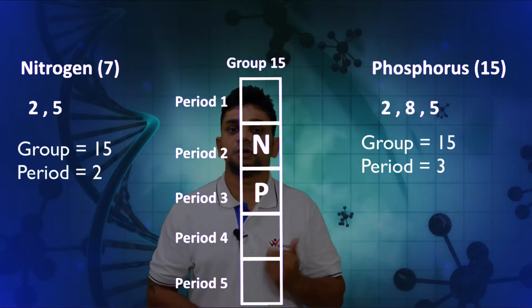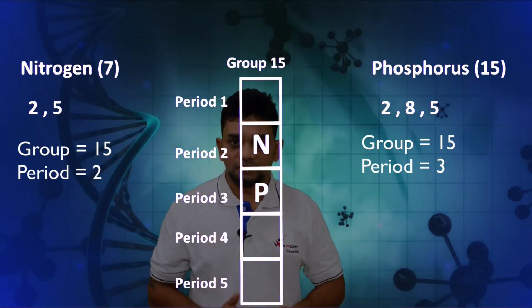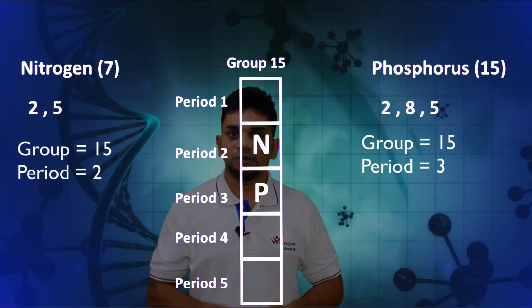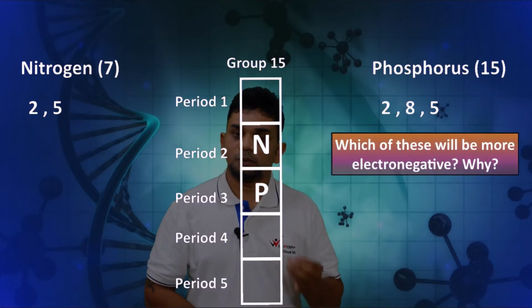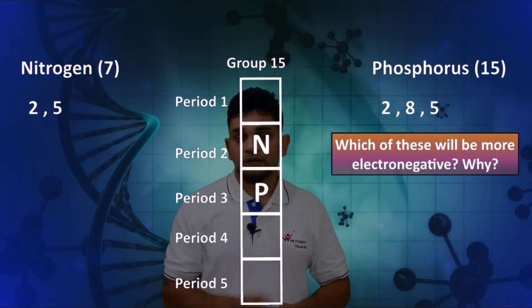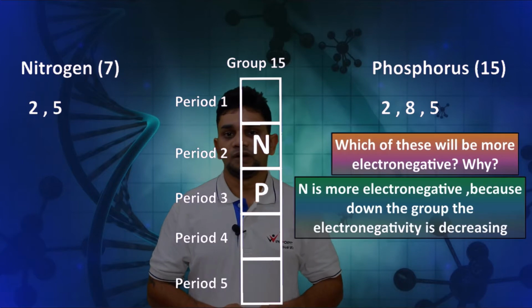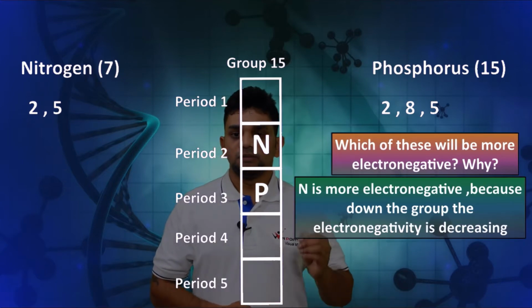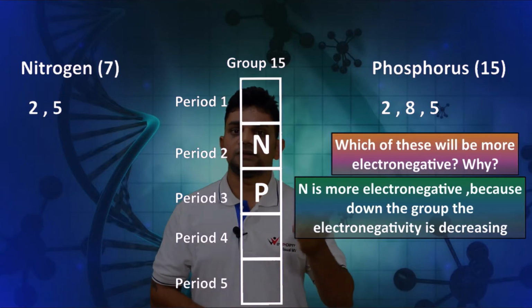What is the question? Which is more electronegative? Down the group, electronegativity is decreasing. So which one is more electronegative? Nitrogen is more electronegative, phosphorus is less electronegative. Why? Nitrogen is more electronegative because down the group electronegativity is decreasing because of the increase in size of the atom.